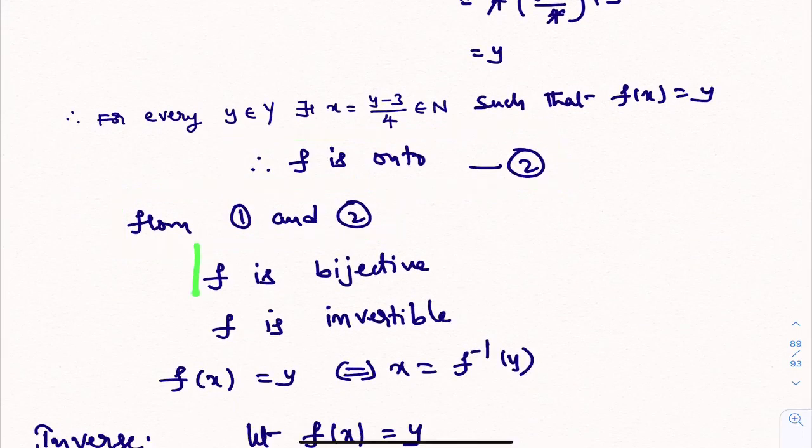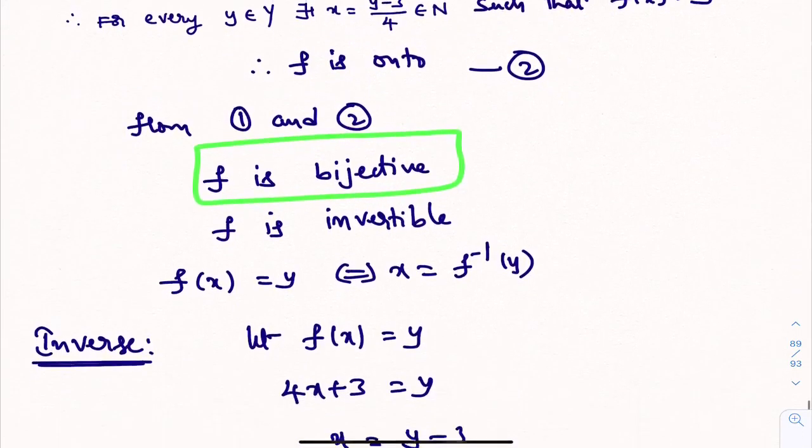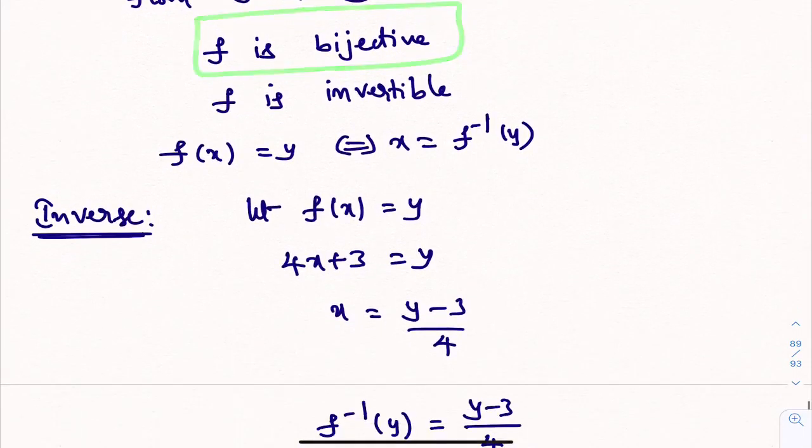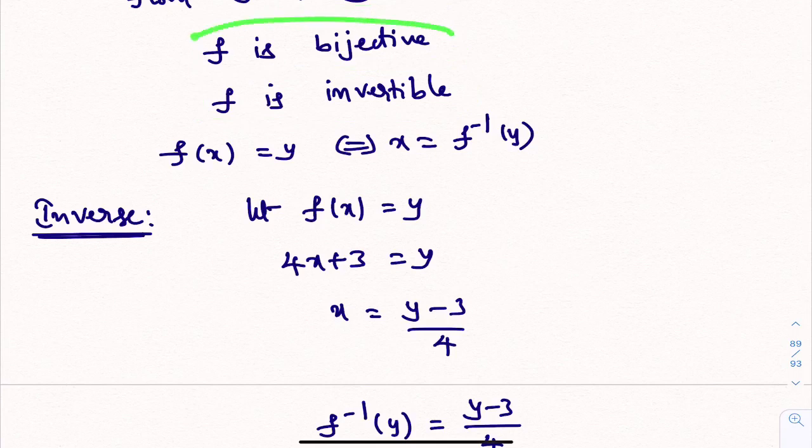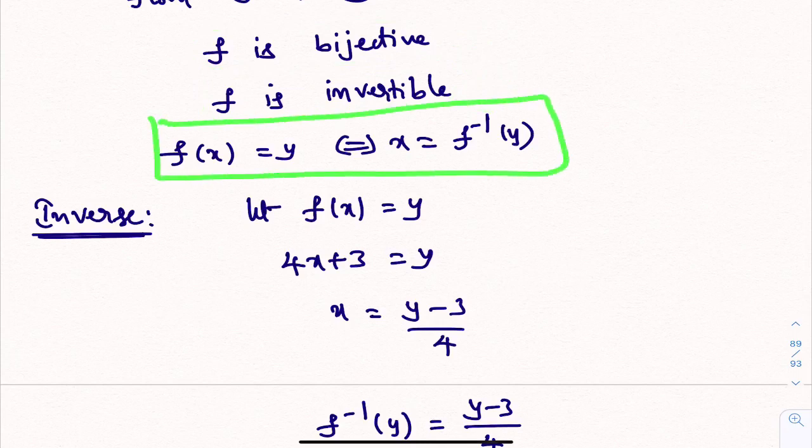From 1 and 2, when the function is one-one and onto, I can say that it is bijective. When the function is bijective, then only inverse exists. That is what we learned in previous classes also. When the function is one-one and onto, then we say bijective. When the function is bijective, then inverse exists. When I came to know that function is invertible, then I can use this information. This is from the definition of inverse of a function we will get.